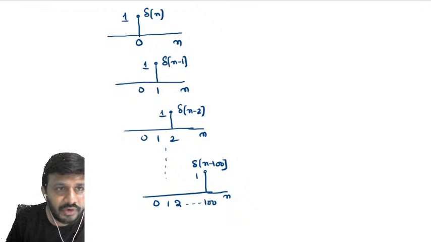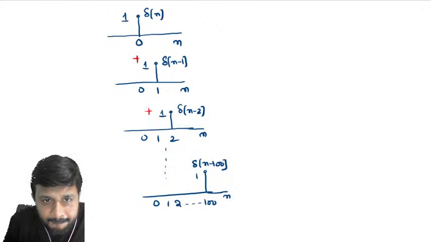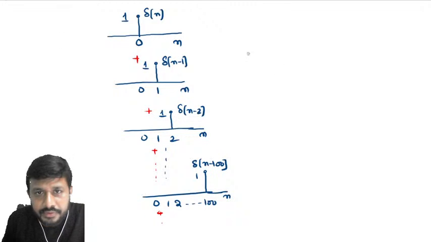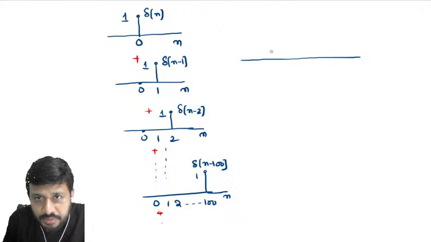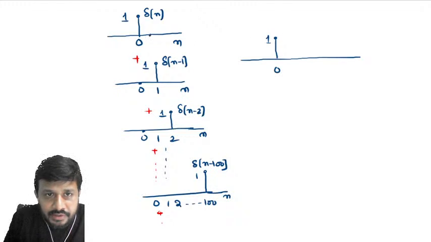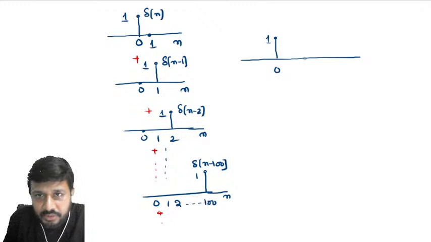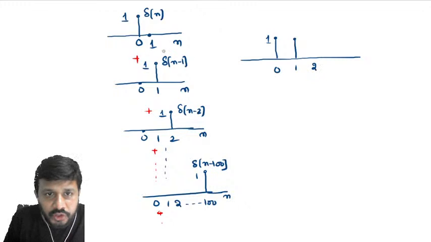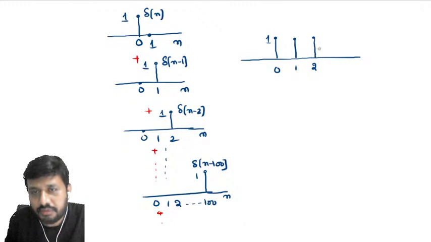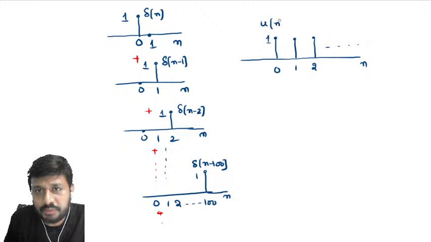Now what happens if you add all these signals? What happens if you add all the signals in between? See, at 0, what is this value? 1. At 0, nothing is there, means 0. 1 plus 0 means at 0 value is 1. At 1, here nothing is there, 0. 0 plus 1 plus 0, what will come? 1 will come. At 2, 0 plus 0 plus 1, 1 will come, and so on. But what is this signal? Discrete time unit step signal.